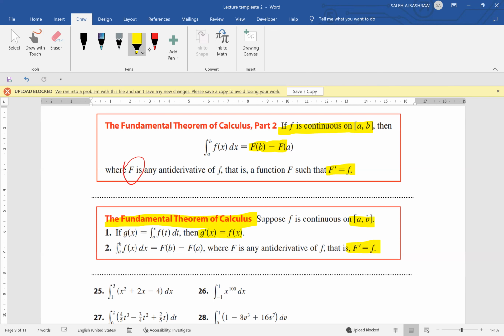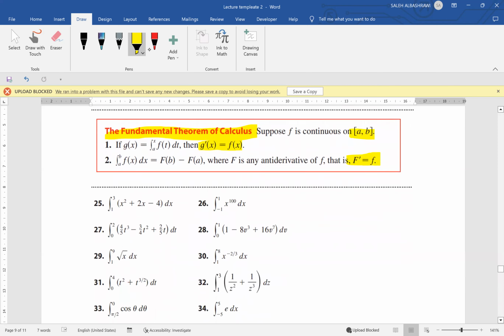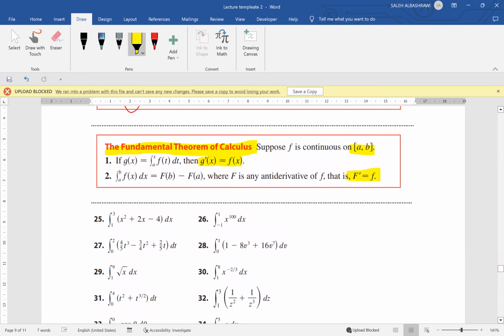To apply this theorem, let's have some examples. We need to evaluate the given definite integrals. We are now using the second part for these examples. Question number 25.